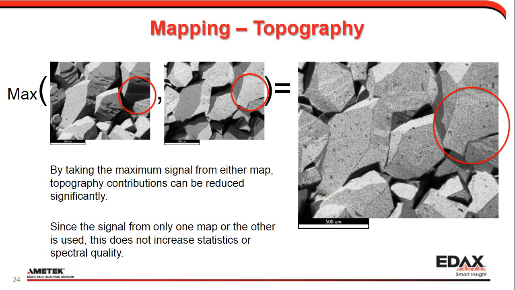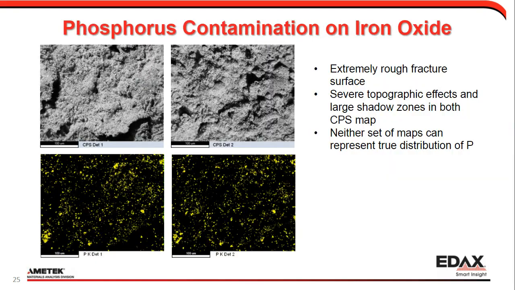Of course, we still have problems in the regions where we get no data at all, where we are completely shadowed on both detectors. But this does help us give a reduction in the topography part of the signal. It should be noted that we're only using the signal from one detector or the other. So we're not increasing statistics or getting better spectra from doing this. This is purely for the imaging part of it. However, it still carries benefits for more analytical purposes.